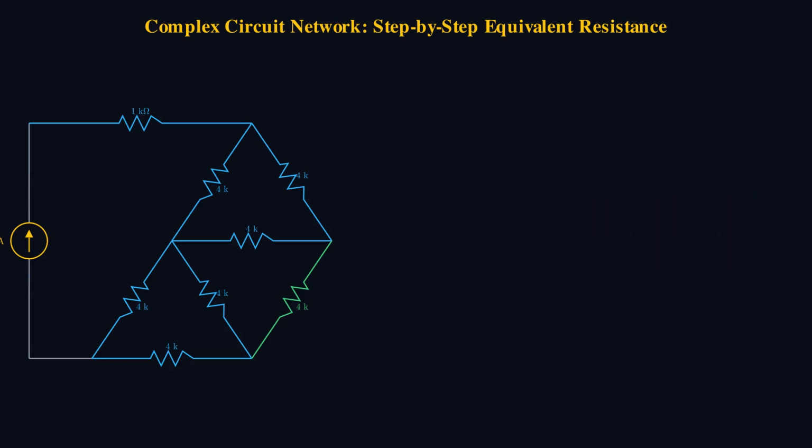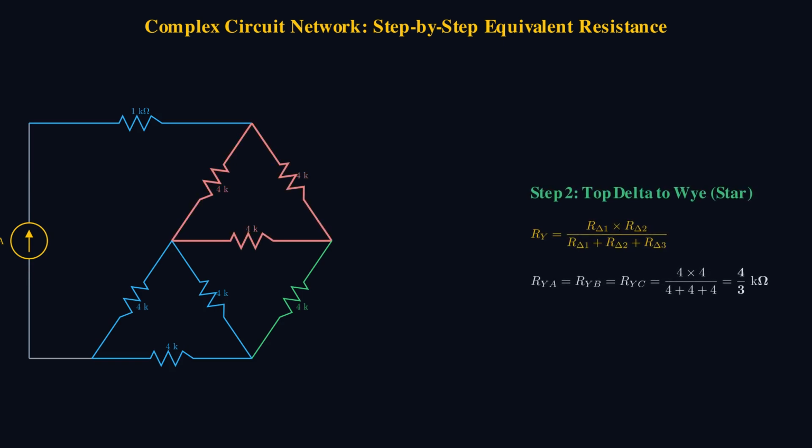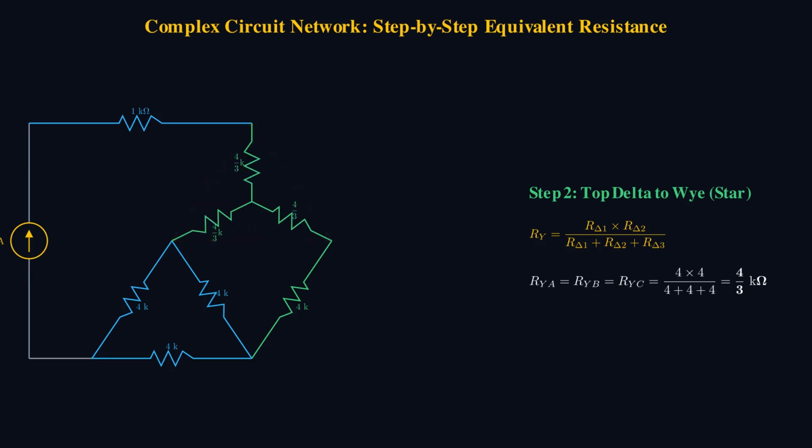Step 2. The top mesh formed by nodes 1, 2, and 3 is an equilateral delta of 3-4 kΩ resistors. We transform this delta into an equivalent wye star network. Each leg of the star network evaluates to 4 times 4 divided by 12, which is 4/3 of a kΩ, connected to a new central star node.